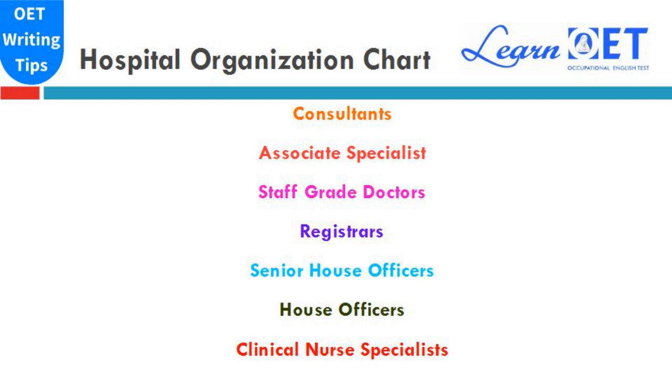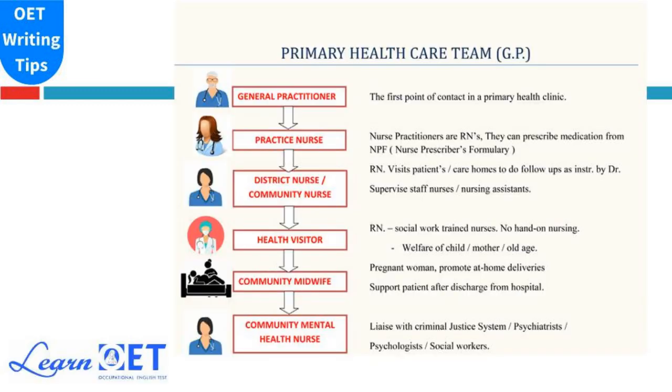So that is the organization setting of a hospital. Now we will discuss the primary health team in Australia, New Zealand, the United Kingdom or Ireland. The primary health center is also called general practice, the short form is GP. So general practice means it is a primary health center.